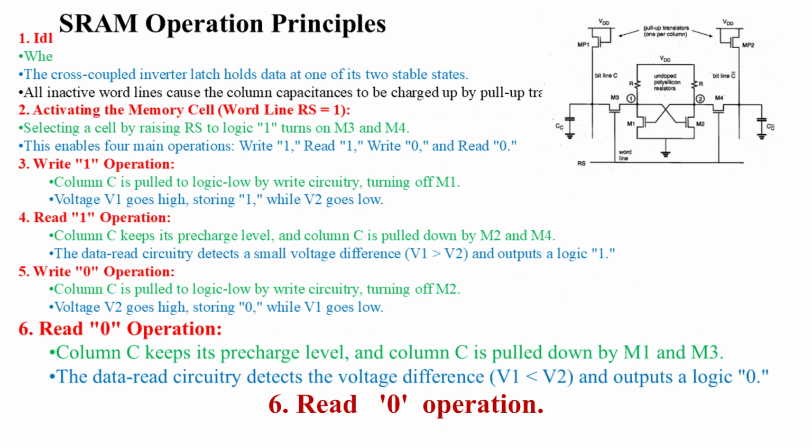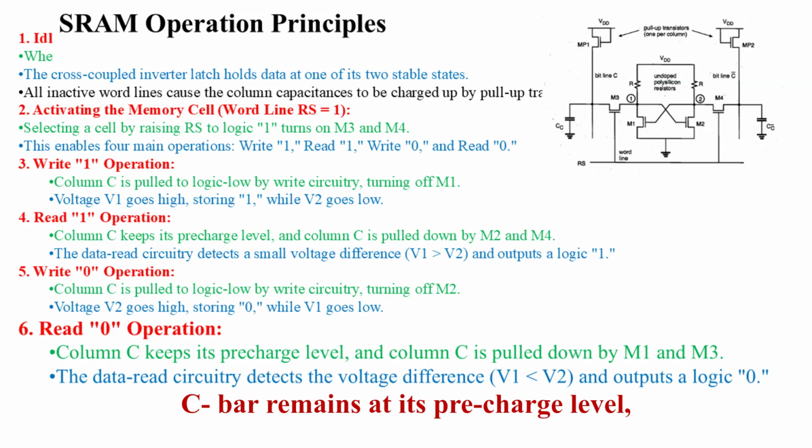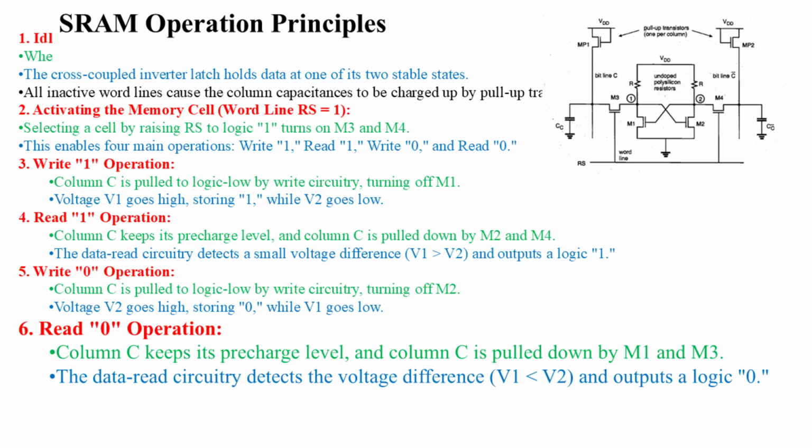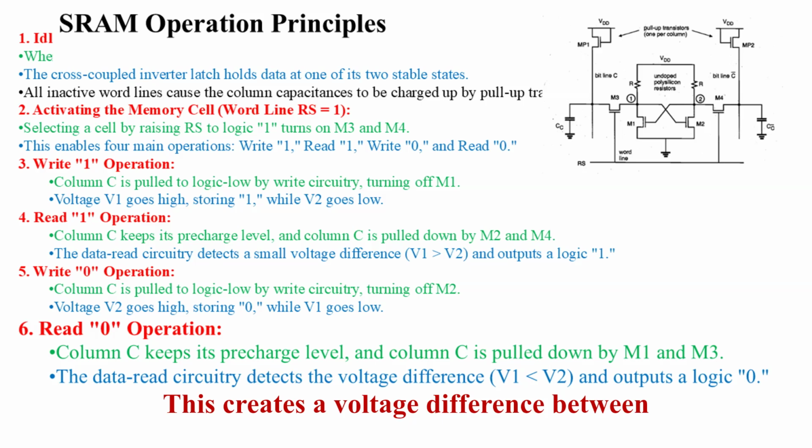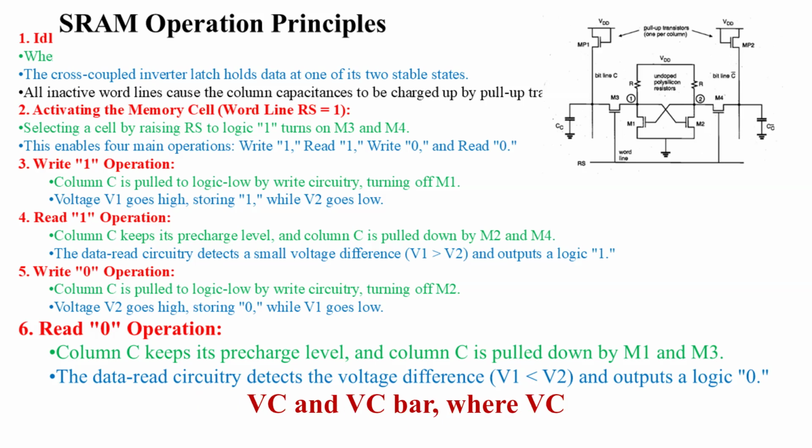6. Read 0 operation. In a read 0 operation, bitline C bar remains at its precharge level, while bitline C is pulled down by transistors M1 and M3. This creates a voltage difference between VC and VC bar, where VC bar is higher than VC. The sense amplifier detects and amplifies this difference, resulting in a logic 0 output.